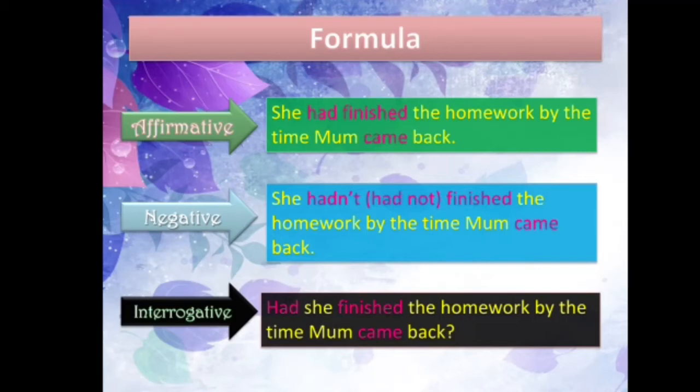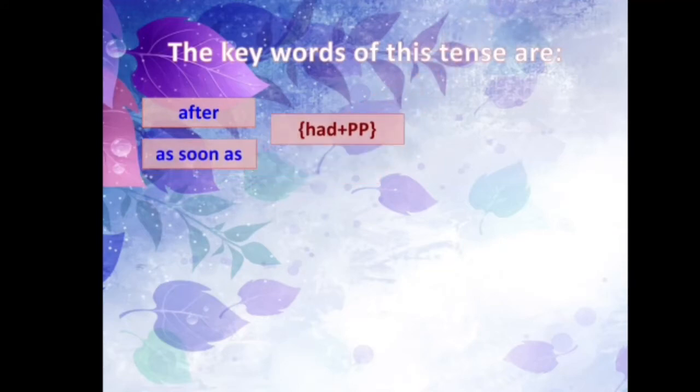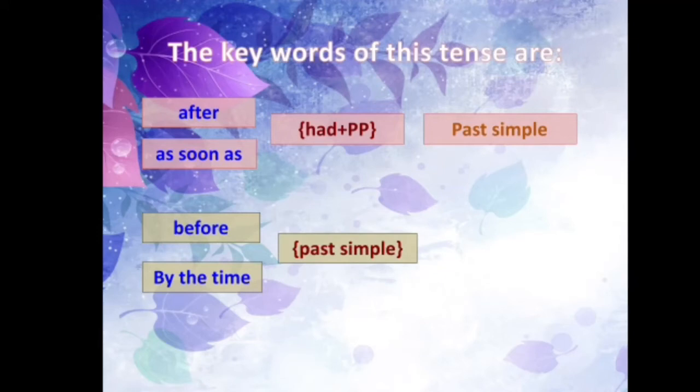The keywords of the past perfect simple tense. We have after, as soon as, and you will find had and PP after them. The next side will be past simple. We have opposite words like before and by the time. So they will be the opposite of after and as soon as. They will be followed by past simple, then past perfect, had and PP.